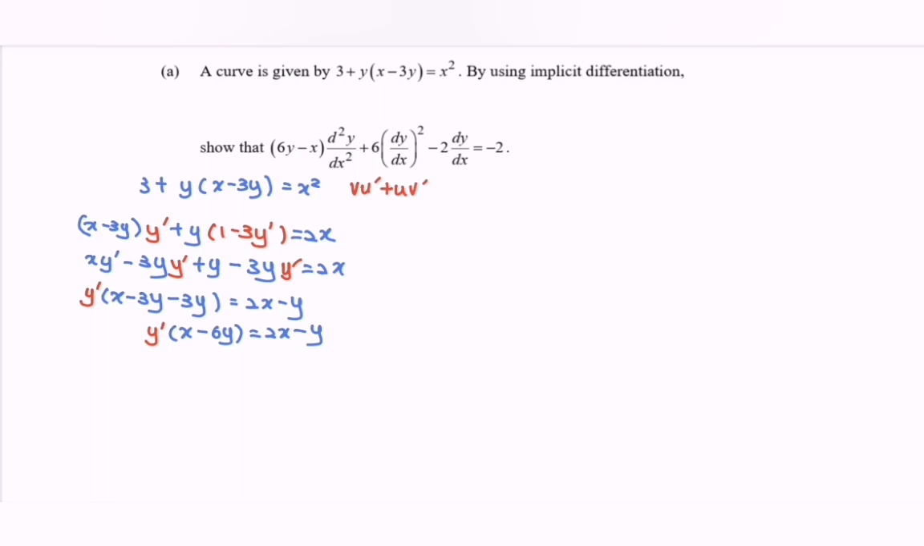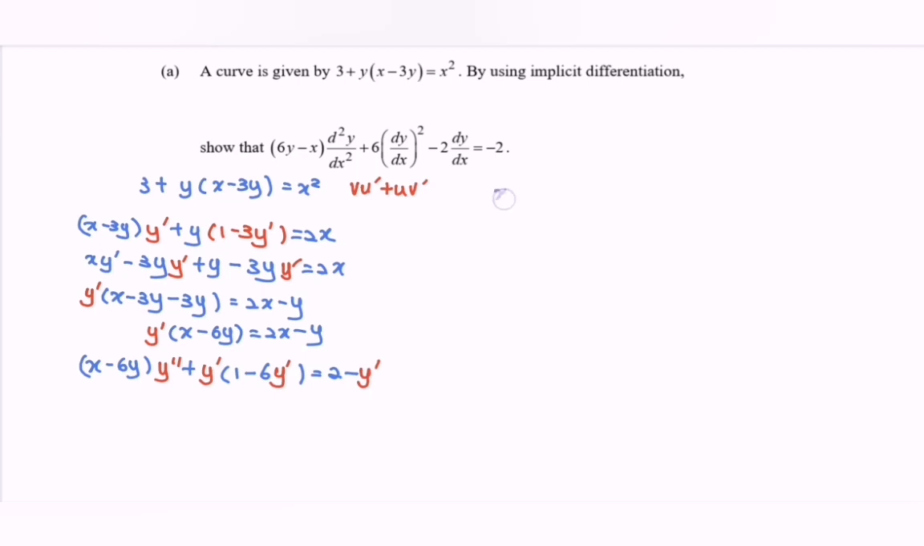Differentiate for the second time. So again, we have the product rule. x minus 6y, differentiate the y prime and we will have y double prime. Plus, we have the y prime. Continue. Differentiate the x and we'll have 1 minus 6y prime. Continue. 2 minus the y prime. So kindly rewrite the situation.